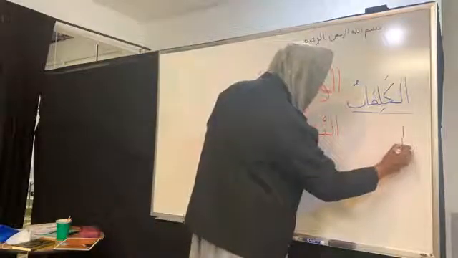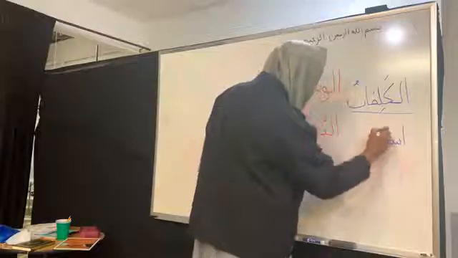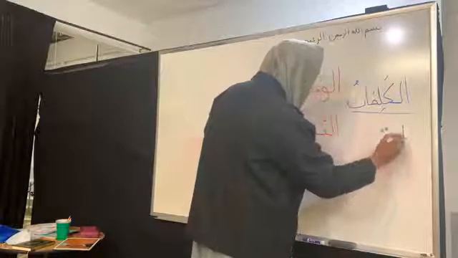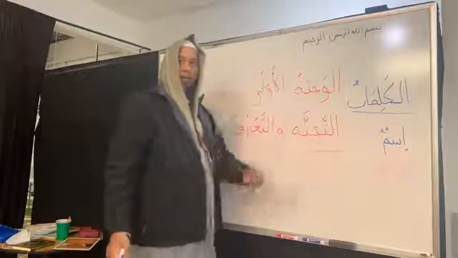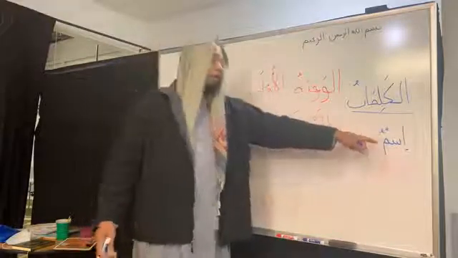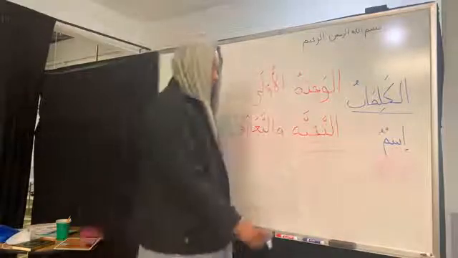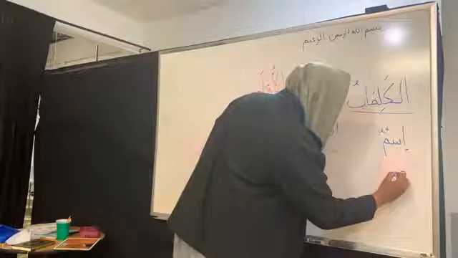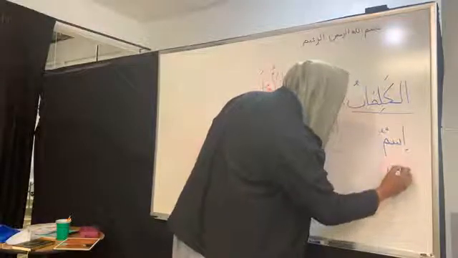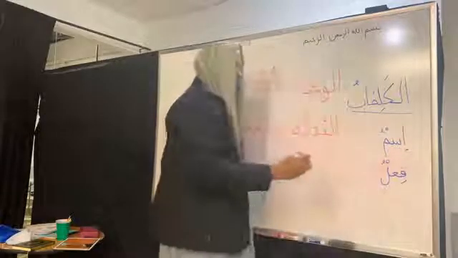Ism. Ismun. Okay? Ism. And you should write it like that. Don't write it with a hamza. That's wrong. Okay? Ism. Then you have a fi'l. Say fi'l. فعل.